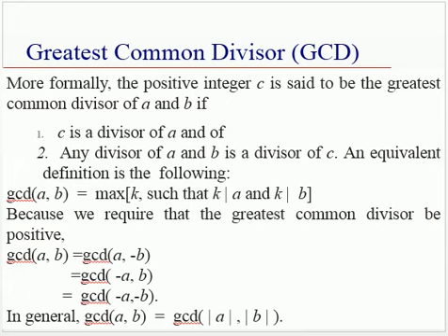An equivalent definition is that GCD of A, comma B is equal to the maximum of K such that K is a divisor of A and K is a divisor of B. Because we require that the greatest common divisor should be positive, GCD of A comma B is equal to GCD of A comma minus B. Also it is equal to GCD of minus A comma B, and also GCD of minus A comma minus B. So in general we can say that GCD of A comma B is equal to GCD of mod A comma mod B.